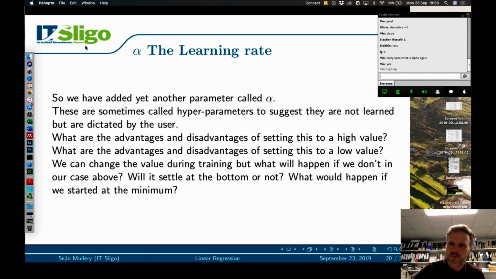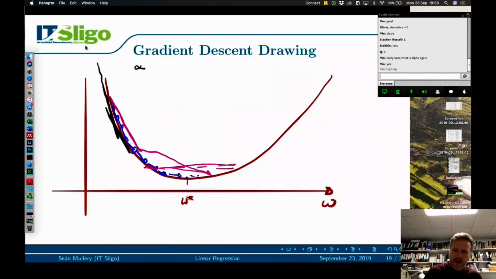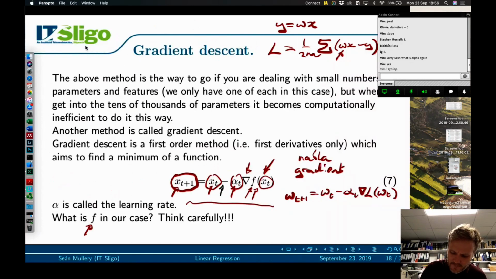Is the second question. The first question is, would it settle at the bottom without changing the value of alpha? Let's say our alpha was slightly too big and it kept overshooting here. It didn't land perfectly on it. What would happen? One of the things to be aware of is that alpha is multiplied by the gradient.